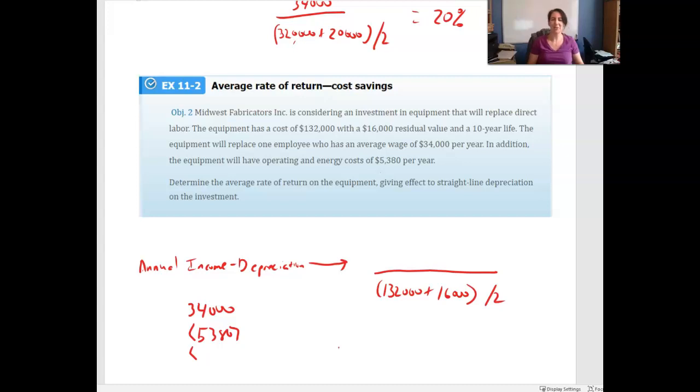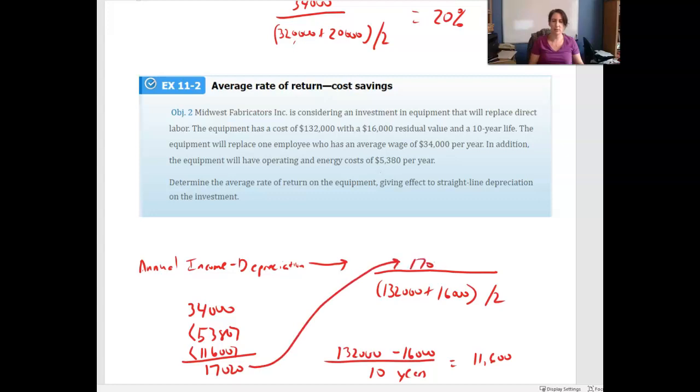All right, so the equipment is $132,000. It's got a residual value of $16,000, right? So cost minus residual value over the lifetime of the asset, or the useful period of the asset, however you want to look at it. That comes out to be $11,600 in depreciation every year. So you're going to have to subtract that $11,600 as well. And that'll give you the annual income number now of $17,020. And that's going to come right on up here, $17,020.